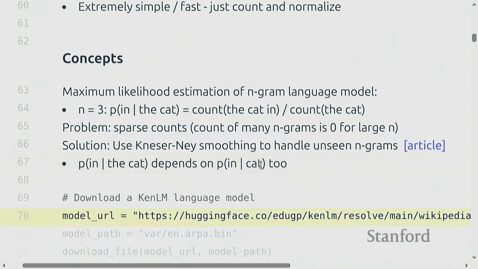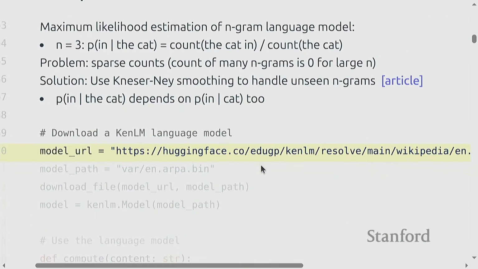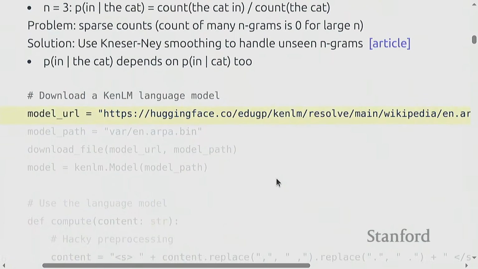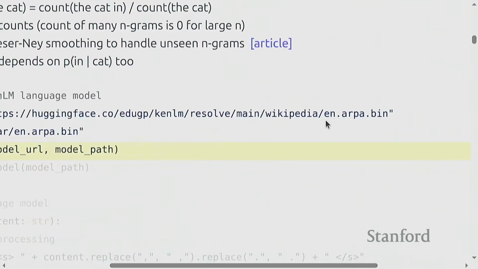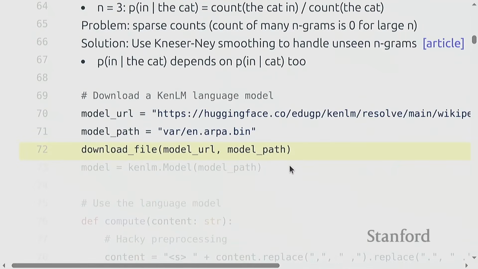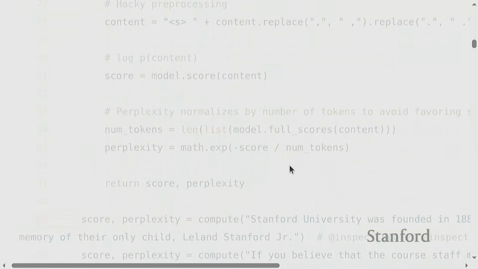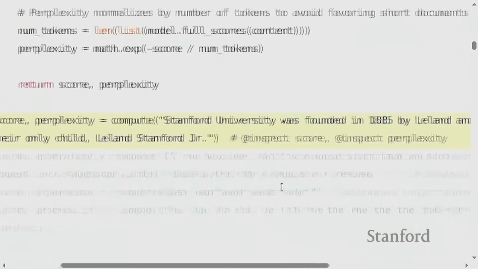Okay, so that's all I'll say about how n-gram modeling works. I think even in this era of neural language models, it's good to know how n-gram models work. So let's download the n-gram model. This is a model that's been trained on Wikipedia. I'm just going to download it, and then let's punch some sentences through.